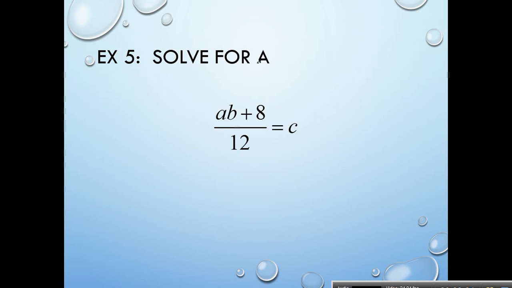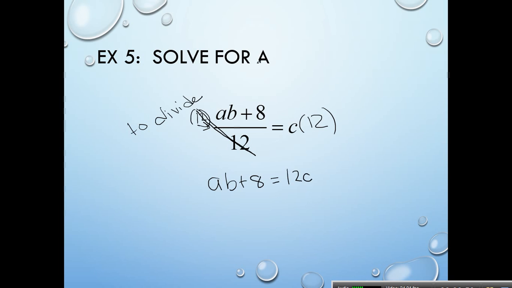Okay. Make sure you keep writing these down. We're almost done. Right now, this is division, right? When you have a fraction bar, we're going to divide. So I do the opposite, because I want to access the stuff up here, but I can't do anything until I get rid of the denominator. So I'm going to multiply both sides by 12. That's going to cancel these guys out. They're going to disappear. So I'm going to be left with AB plus 8, and that's going to give me 12C.